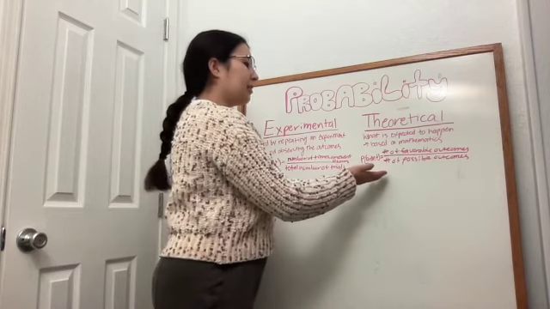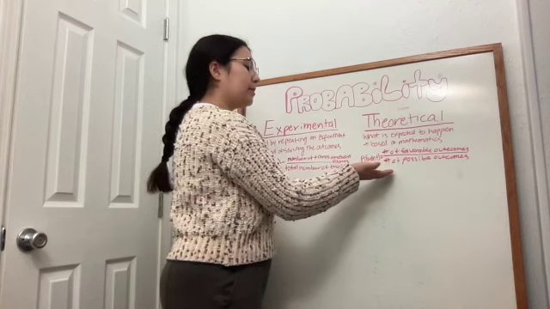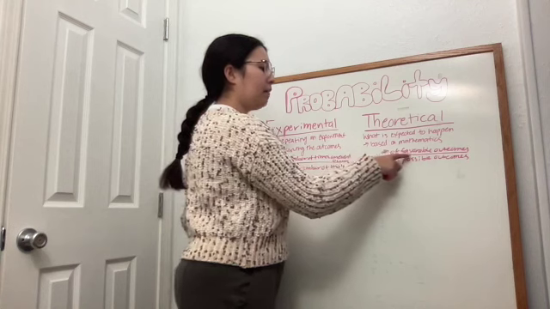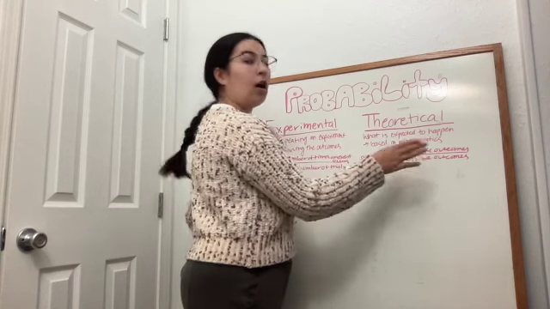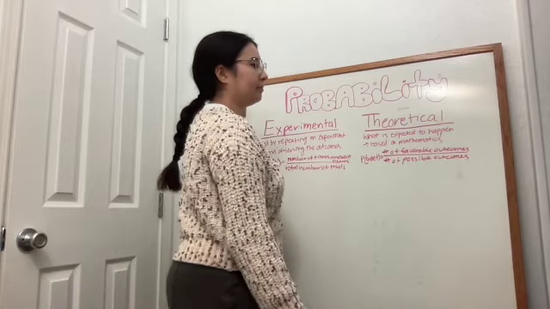And the next equation that we will write down for theoretical probability is P is the event of the number of favorable outcomes over the number of possible outcomes.